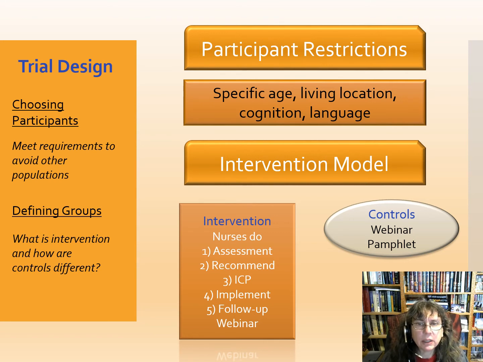The intervention model itself was defined in two ways. If you had the intervention, that means the nurses would come in and do the assessment, the recommendation, the individualized care plan, and implementation of it, a follow-up, and the subject had to look at a webinar. If you were in the controls, all you got was a webinar and a pamphlet.